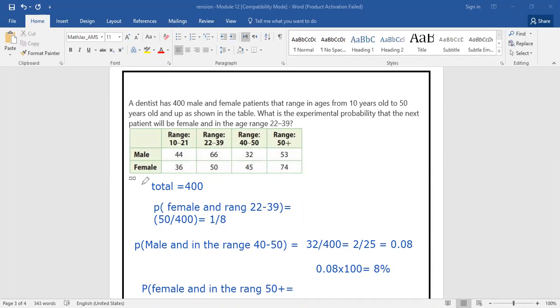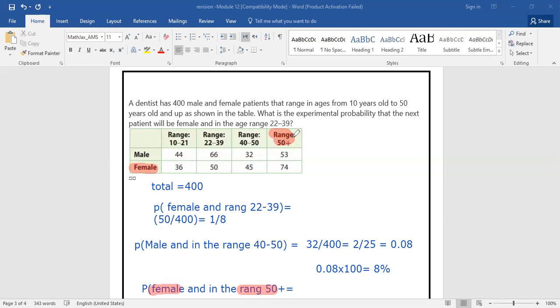The intersection, the number, to be female, or 400? No, we don't have 400 female. The female and male together are 400. But now we want to calculate the probability to be female and in the range 50 plus. Then you will find the intersection cell between the two categories. Where is female? Range 22 to 39 is 50 females.